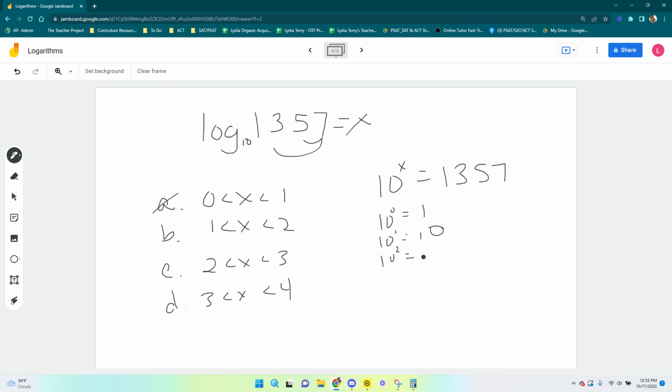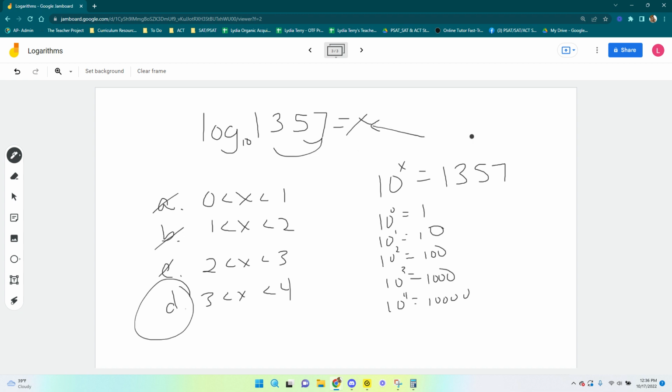10 squared is 100. Is 1357 between 10 and 100? No. 10 cubed is going to be 1,000. Is 1357 between 100 and 1,000? No. 10 to the fourth will be 10,000. Is 1357 between 1,000 and 10,000? Yes.